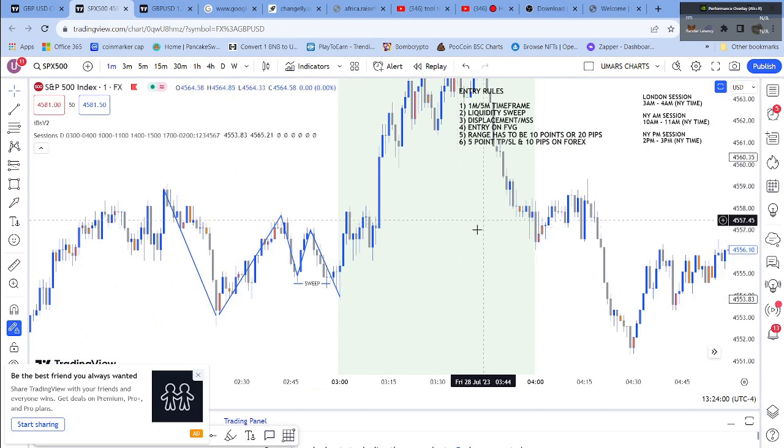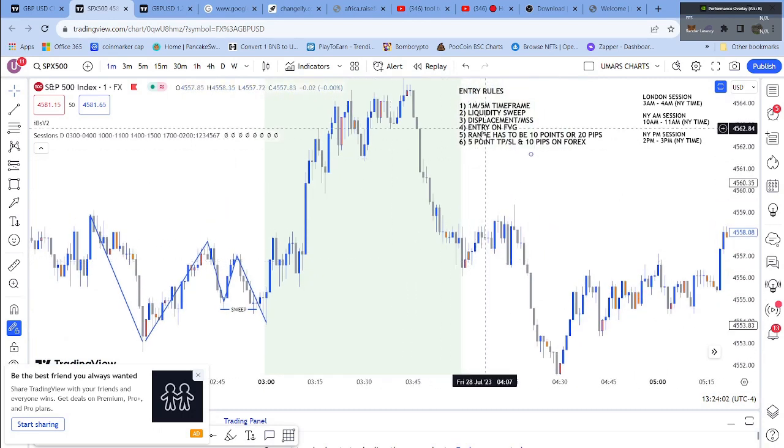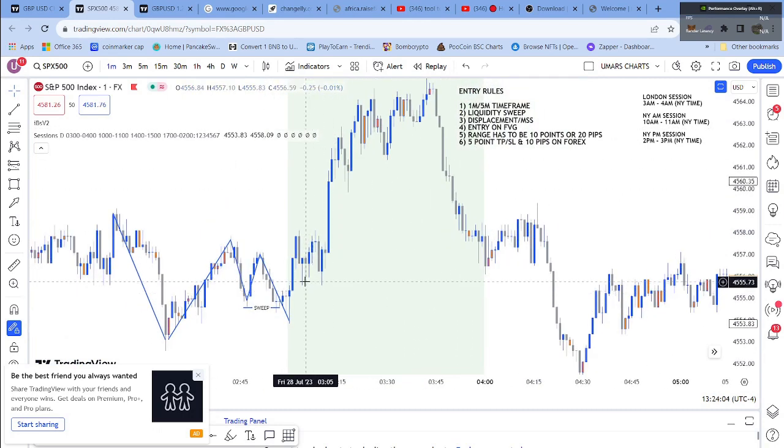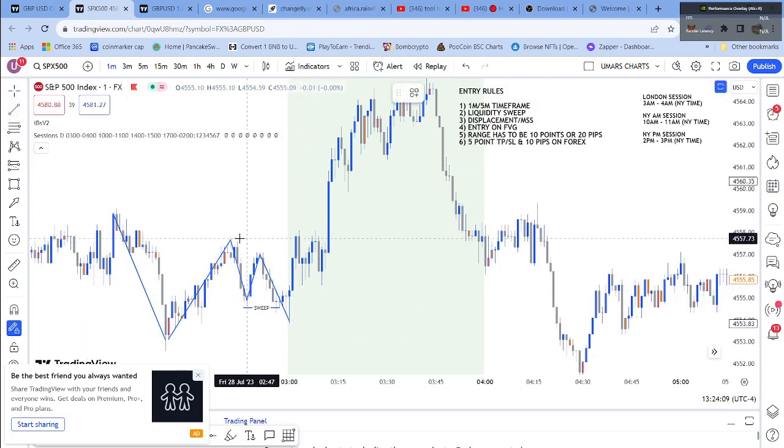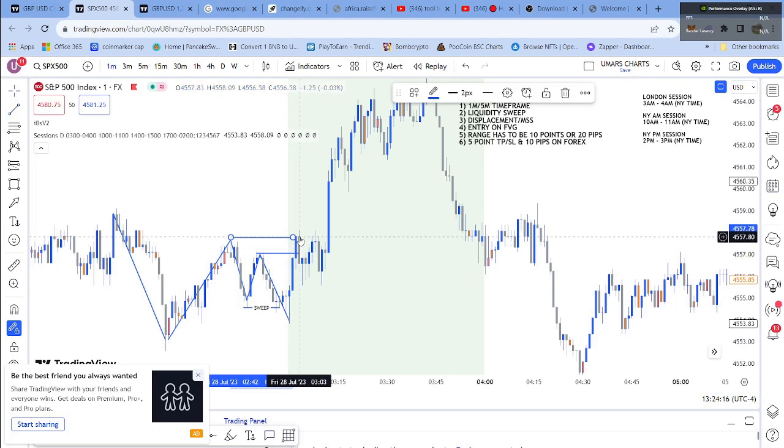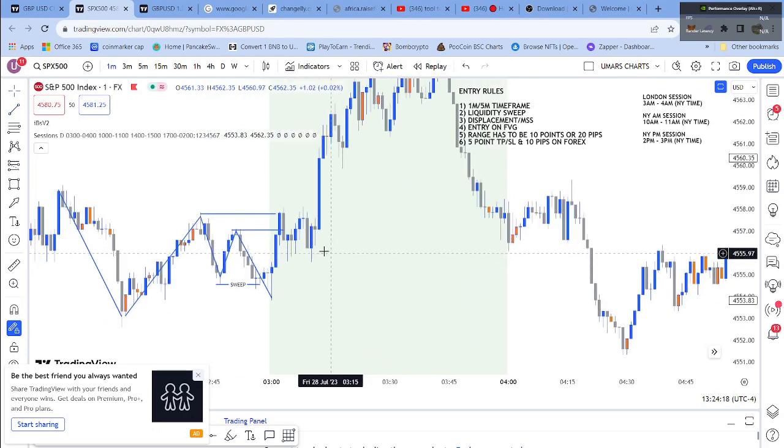So after identifying your sweep on liquidity, what's the next step? The next step will be waiting for a displacement or market structure shift. As you can see, price created a displacement or market structure shift, breaking this high and breaking this high over here. So this already indicates that this is a major displacement, leaving behind a fair value gap. As you can see, there's 1, 2, 3 consecutive bullish candles, and there's a fair value gap being left behind.